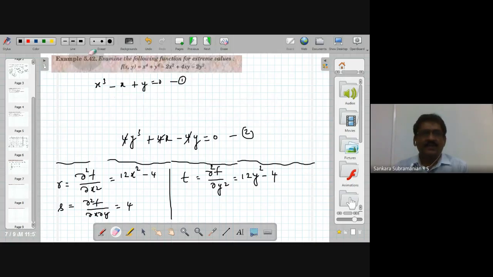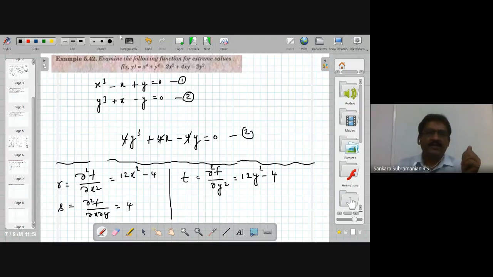இப்போ பார்க்கலாம் உங்க challenge. I want to find x and y because it is not independent. A term is an expression in x and y, both in the two equations, right? So this is y cube plus x minus y equal to 0.